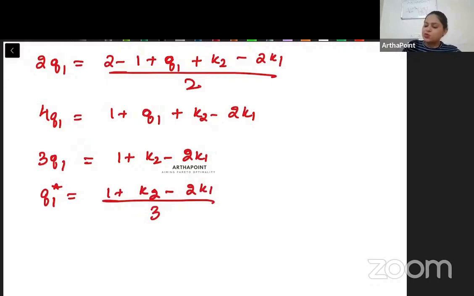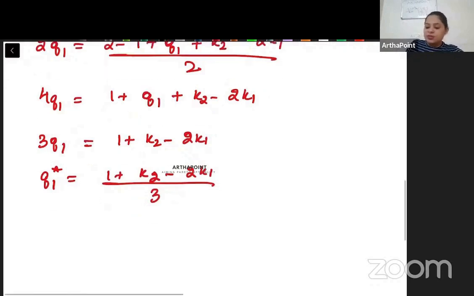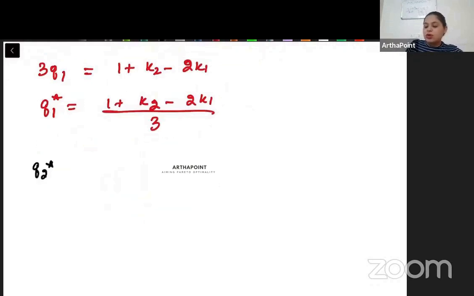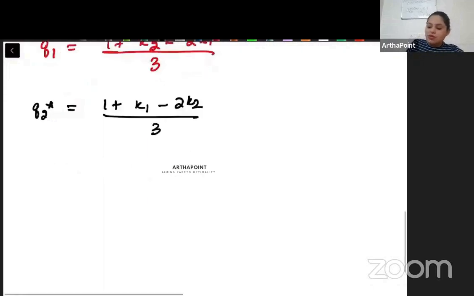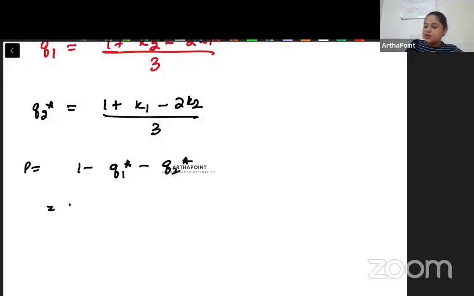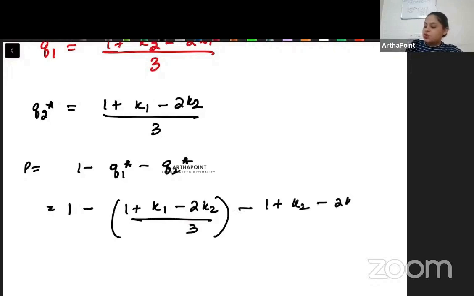You can also find Q2 star. I told you they are going to be symmetric. So Q2 star will be (1 plus K1 minus 2K2) by 3. What will be your price? Price will be 1 minus Q1 star minus Q2 star. So 1 minus (1 plus K2 minus 2K1) by 3 minus (1 plus K1 minus 2K2) by 3.